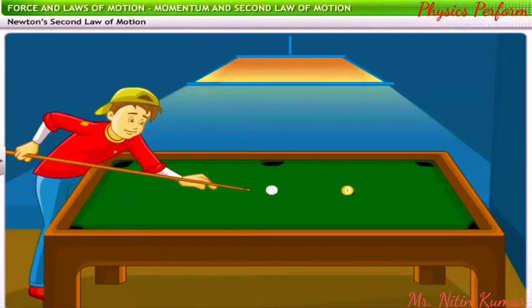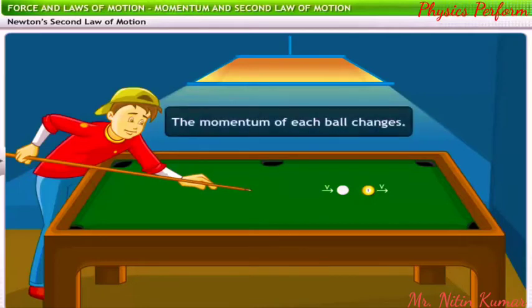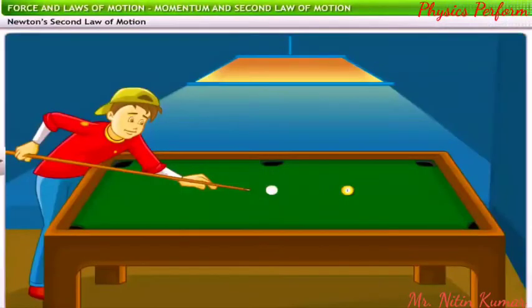Let's verify this law using an example. Observe this billiard table. The yellow ball is at rest right now. However, when the cue ball hits the yellow ball, it is set into motion. After being hit, the cue ball moves with less velocity, while the yellow ball moves with more velocity. Thus, there is a change in velocity of both the balls, that is, a change in their momentum. Additionally, the direction of motion of the yellow ball is the same as the direction of motion of the cue ball.